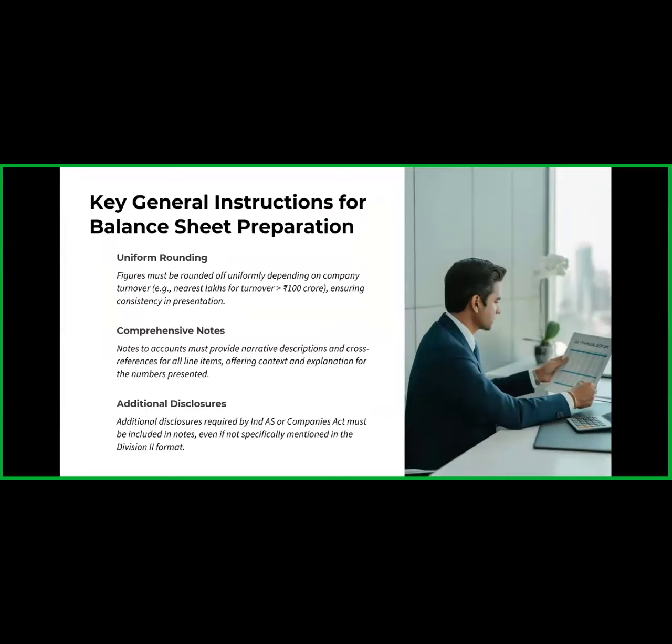The figures must be rounded off uniformly depending upon the company's turnover. That means whatever adjustments different organizations are doing in the financial statements, the balance sheet should be uniform. Then only there is uniformity in the financial statements. The comprehensive notes: the notes to accounts must provide the narrative descriptions and cross references for all the items, offering the context and explanation for the numbers presented. So the government wants the comprehensive notes.